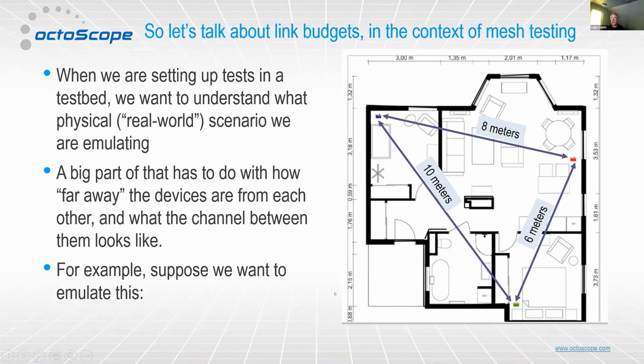How do we test that? And what do link budgets have to do with it? One thing you can see is that we can understand what the distance would be between these things: 8 meters, 6 meters, 10 meters. We can see that there are some walls between them in certain cases. And we have some sort of environment that this is in. Typically, this would be a small home or small office environment.